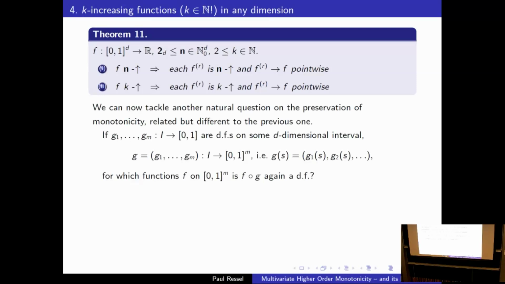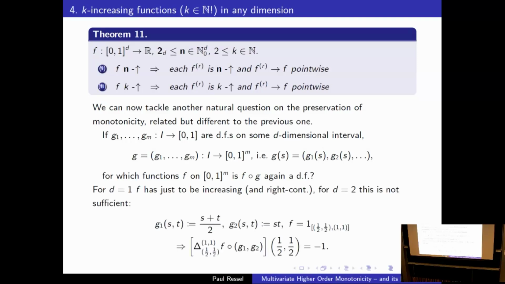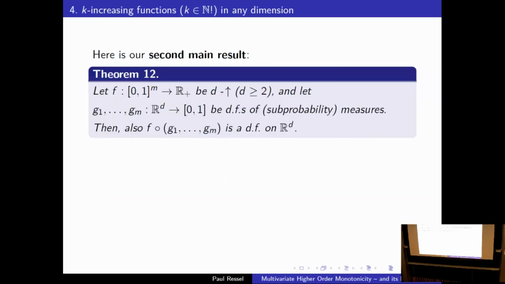If we have distribution functions on some d-dimensional interval, and now we use another type of putting these functions together, we have the same variable for each g_i. So g of s is just g1 of s, g2 of s, and so on. Now the question: which functions on this m-dimensional cube preserve this property of being a distribution function? For d equal 1, f just has to be increasing and perhaps right continuous, and for d equal 2 it is not sufficient.